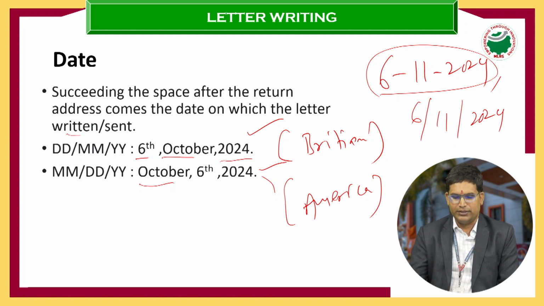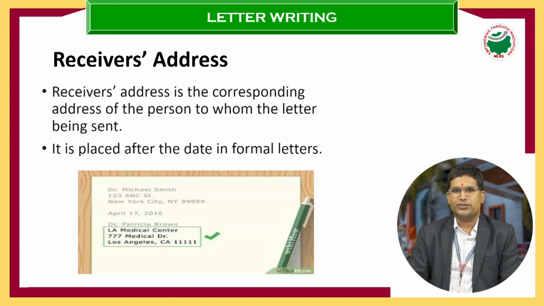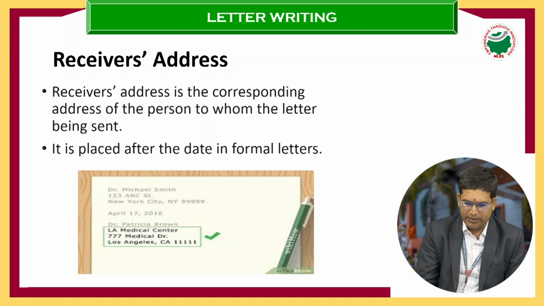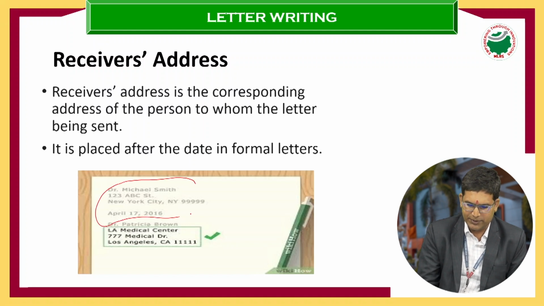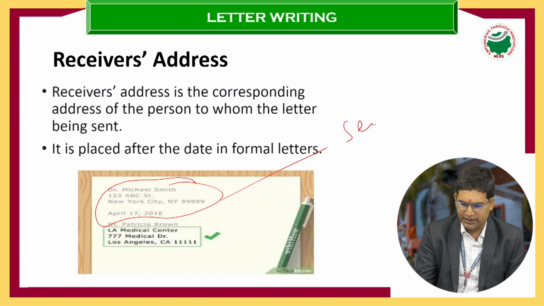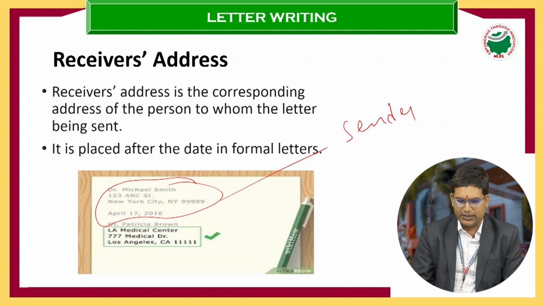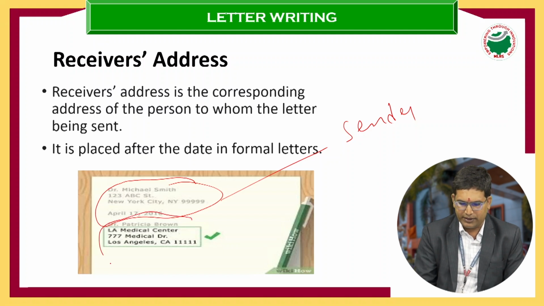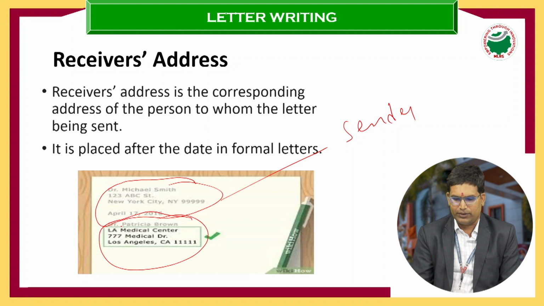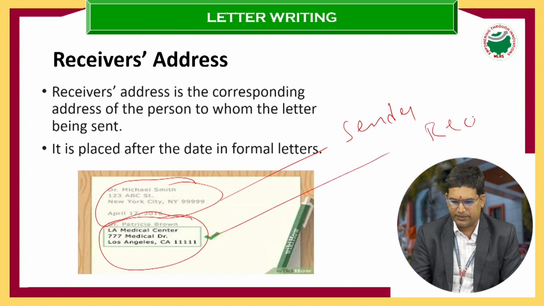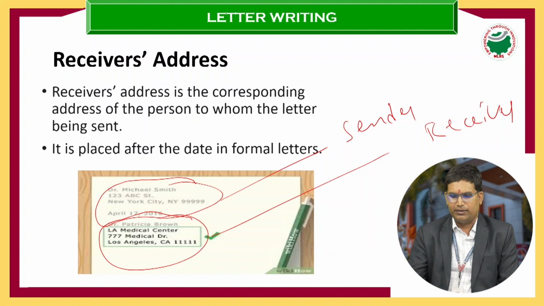Hope you understood. Next, the first one is the sender's address, the second is the date, the third is the receiver's address, the person to whom you are writing a letter. In the above example, what I mentioned, Dr. Michael and all this comes under the sender's address. Who is the sender here? Dr. Michael Smith is the sender. Who is the receiver? Dr. Patrick Brown is the receiver right now.